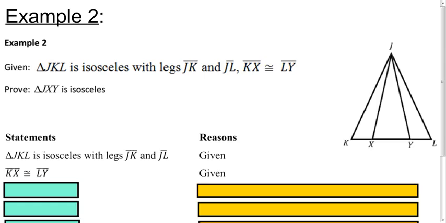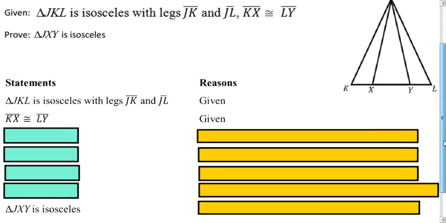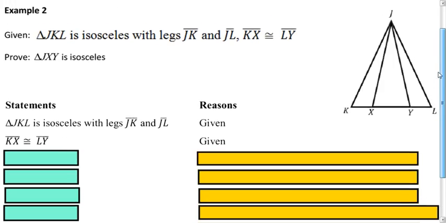Let's look at a few more proofs involving isosceles triangles. So I filled in the givens already for us, and our final statement that we want to prove, our conclusion. So how can we get to the conclusion? Let's see, we have JKL is isosceles, and the legs are JK and JL.